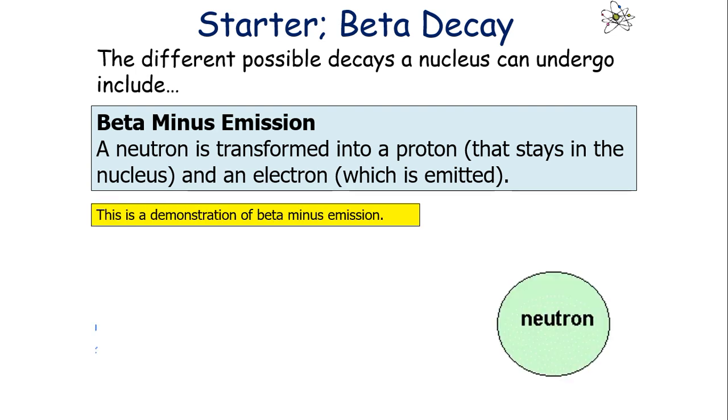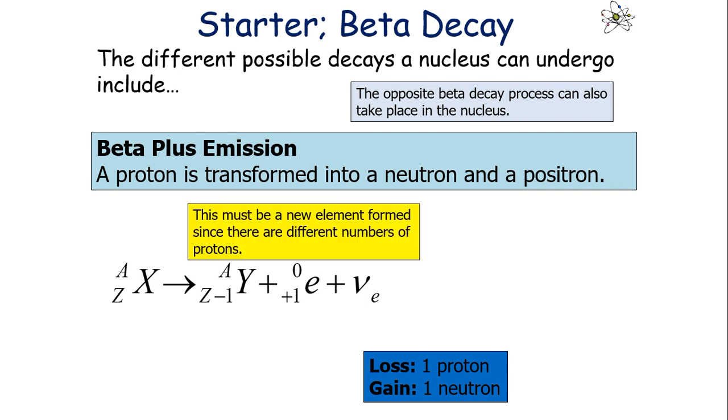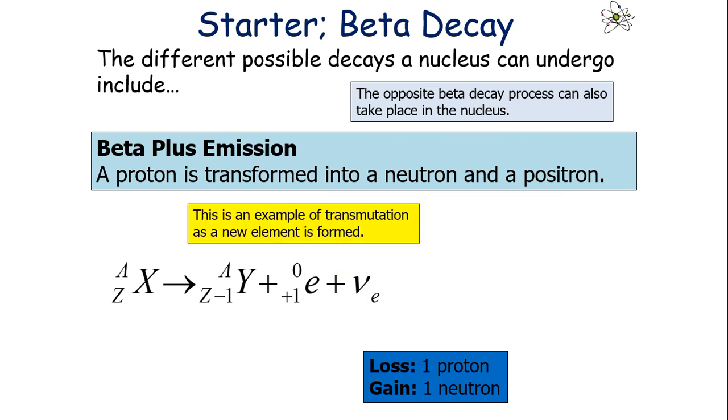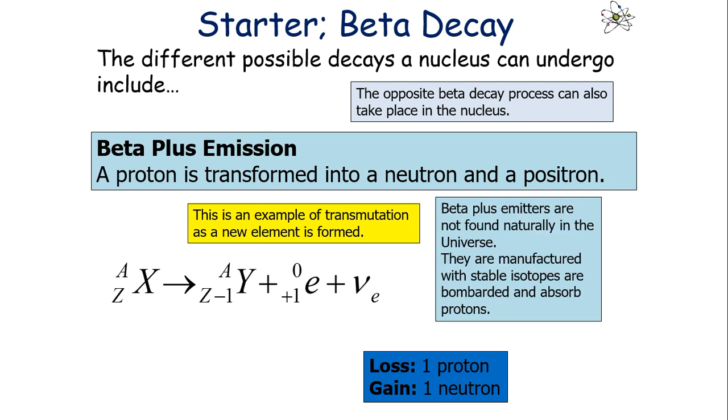Here's an example of what's going on. Your neutron turns into a proton and it makes an electron. Now, beta plus emission is the opposite way around. A proton is transformed into a neutron. So it's the opposite change that takes place. Here, a new element must be formed as we've got a different number of protons. Again, we're using beta as our term because the electron has come from the nucleus, and again, it's an example of transmutation. It forms an element 1 place lower on the periodic table. We don't tend to find these naturally in the universe. You've got to artificially make them.